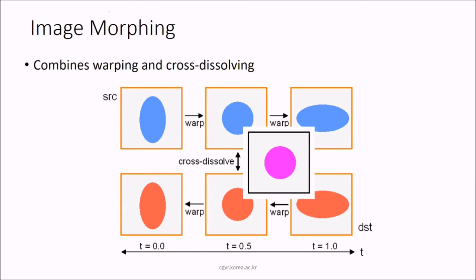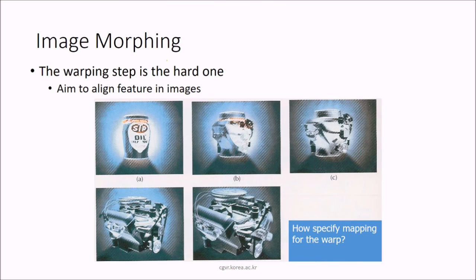And also you can combine warping and cross dissolving, like in image morphing. This is a source, you warp it, warp it again, then you can cross dissolve it. So image warping, that is the warping step, is the hardest one here. We need to align features in images. So how do we specify the mapping for the warp?